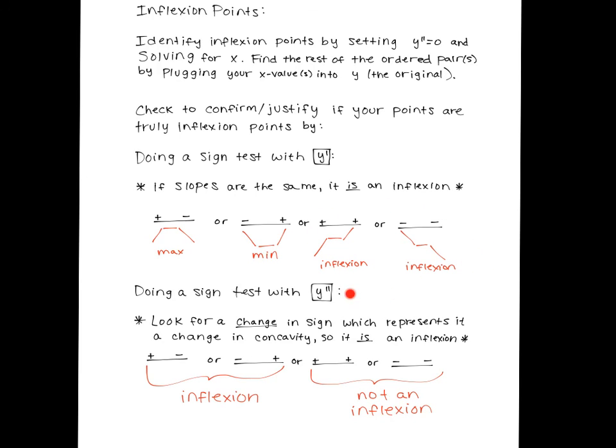Or you can do a sign test with your second derivative, and in that case, you're looking for a change in concavity, so positive to negative or negative to positive. If you get the same, that means it's either concave up or concave down, then that means there wasn't a change in concavity, and then it's not an inflection point, which means it must have been a local max or a local min.